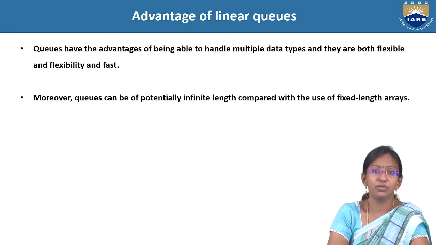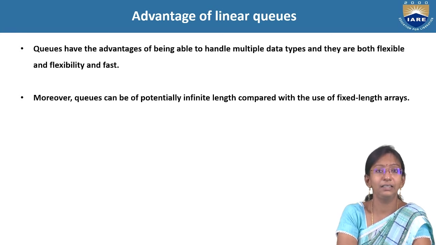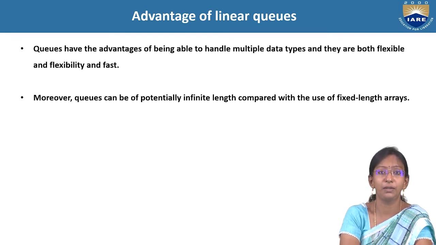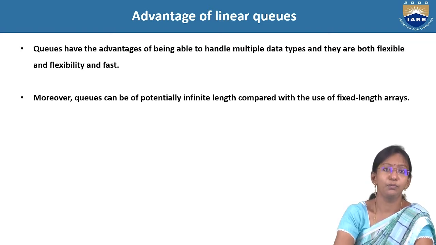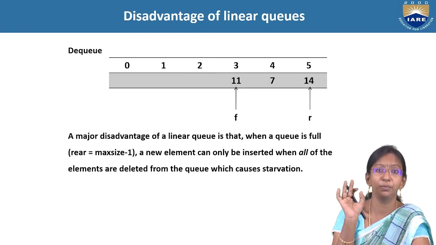Coming to the advantages, it's highly advantageous for handling the data of multiple data types. It's flexible and very fast, and they have infinite length compared with arrays. When you try to implement a queue using linked list, you can dynamically increase the size of queue as you wish based upon its requirement. Disadvantage, please remember this one.